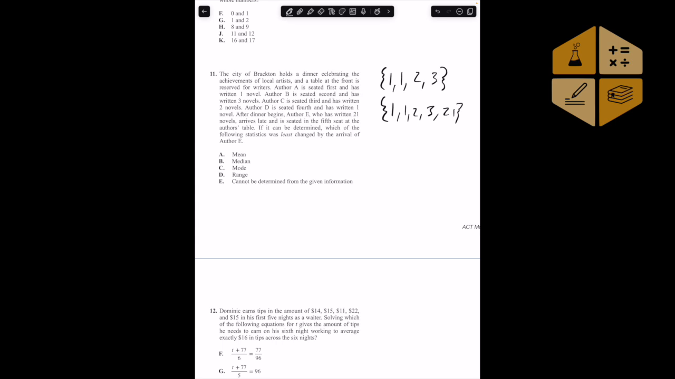But I think if you stop and think about it, it's going to be pretty simple to see which one of these is actually changed the least. Hopefully you can see that the range immediately is changed a lot, right? From 3 minus 1 is 2 to 21 minus 1 is 20. It's obviously not going to be the range. But the mean and the median also make a change. If you look at the first set of numbers, the average there is something like 1.75.